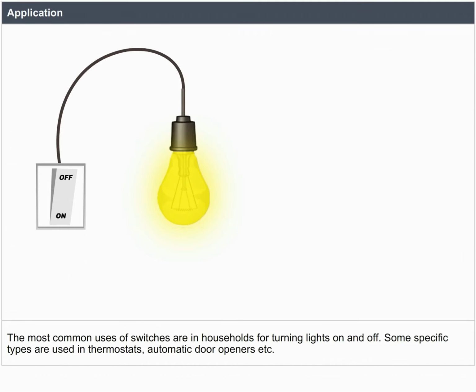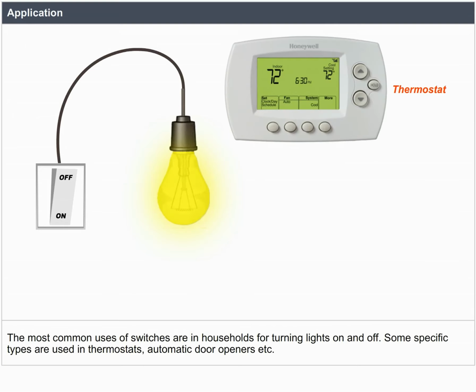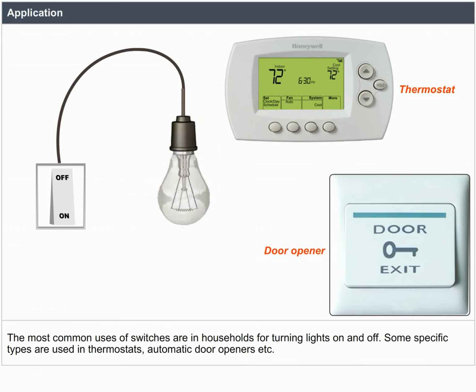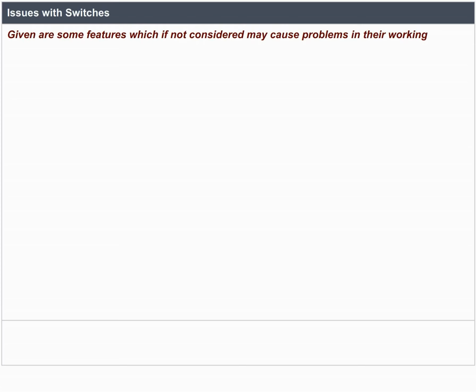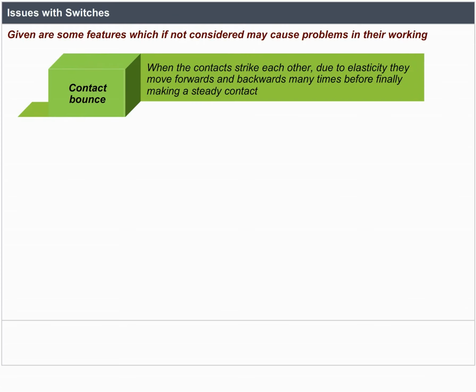Application. The most common uses of switches are in households for turning lights on and off. Some specific types are used in thermostats, automatic door openers, etc. Issues with switches. Given are some features which, if not considered, may cause problems in their working.